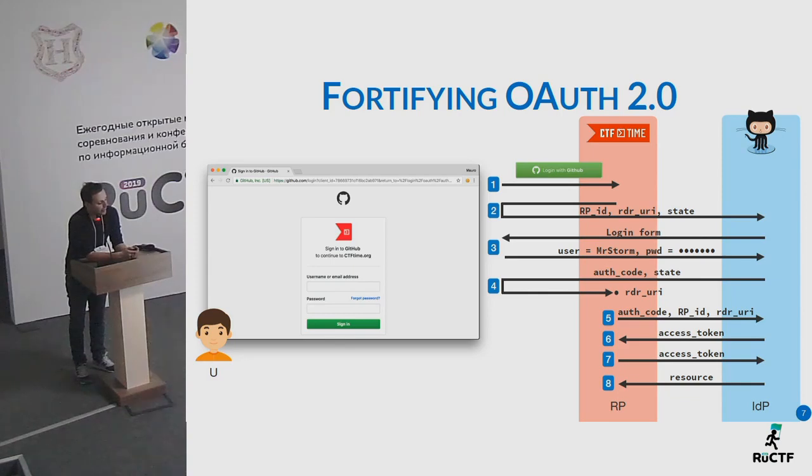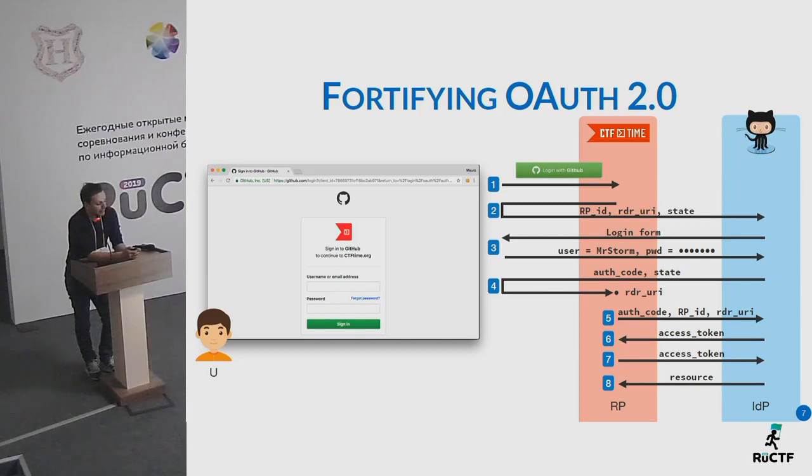What I call here RPID is the identifier of the RP at the identity provider. In this case, it's the identifier of CTF time at GitHub. Then we have the redirect URI. This parameter is a URI where the user browser must be redirected after completing the authentication successfully. We have a state parameter, which is optional, and it's used to prevent login cross-site request forgery attacks.